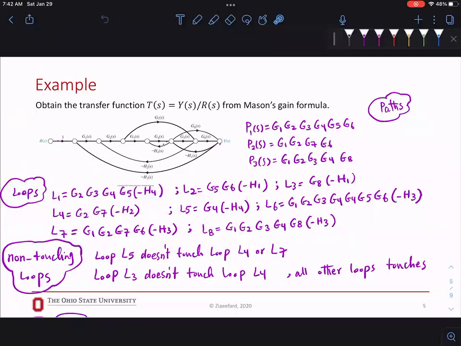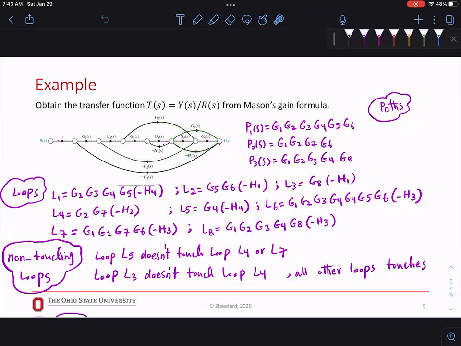All right, so now that we have the first non-touching loop, let's check the other one, to see if we have more. Here, G8, H1 is touching this one, so that's not it. And we have to find what loop is not touching. So it has to be completely touchless. So for me it is going to be L4, which is G2, G7, and negative H2, and this one. So these two are not touching each other.